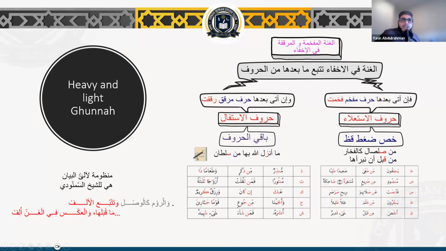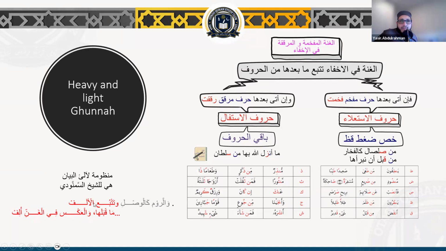You see this poem, there's a poem from Sheikh Samanudi. He's saying, the red part of it is saying, وَتَتْبَعُ الْأَلِفْ مَا قَبْلَهَا وَالْعَكْسُ فِي الْغَنِّ أُلِفْ. Right? وَالرَّوْمُ كَالْوَصْلِ وَتَتْبَعُ الْأَلِفْ ما قبلها والعكس في الغن ألف.